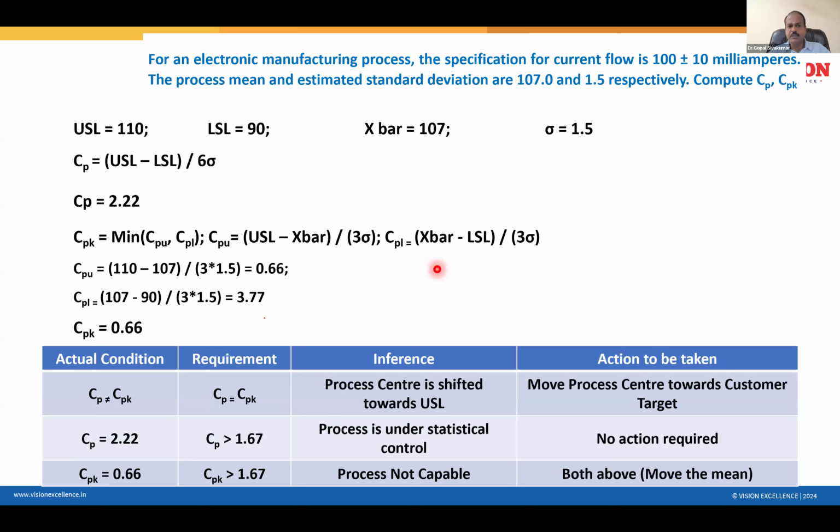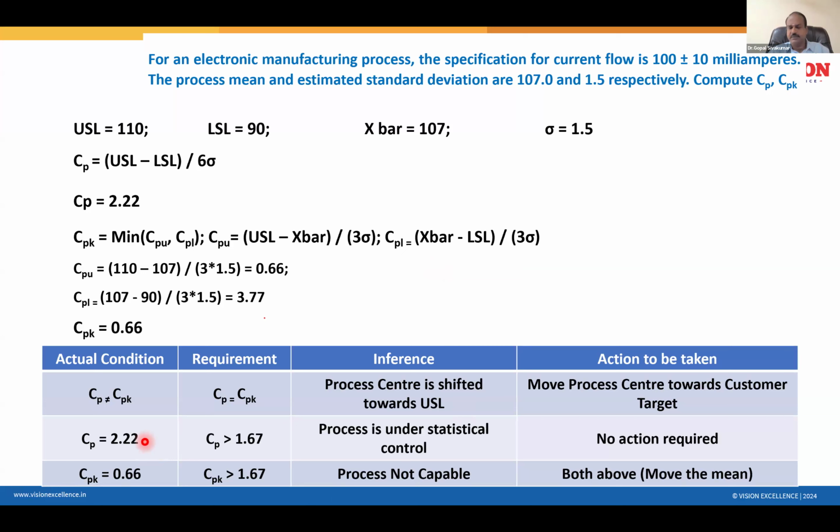Now tell me, Cp equal to 2.22 and Cpk equal to 0.66. What is your opinion? Please tell me. Process is not capable. Cp 2.22 and Cpk equal to 0.66. Now, what is your understanding about your process capability? Not capable. I agree, not capable, because Cpk is 0.66.